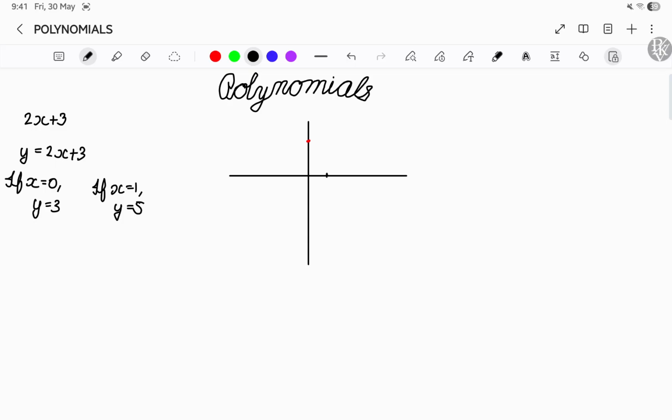Now let's say this is 1 in the x-axis. This is the x-axis and this is the y-axis. Y is equal to 5 will, let's say, be somewhere around here. Now what you need to do is that if you're drawing a graph, you could connect these points and you can draw the graph of this polynomial. That is the graph of this polynomial. So this is how we represent them in a coordinate plane.